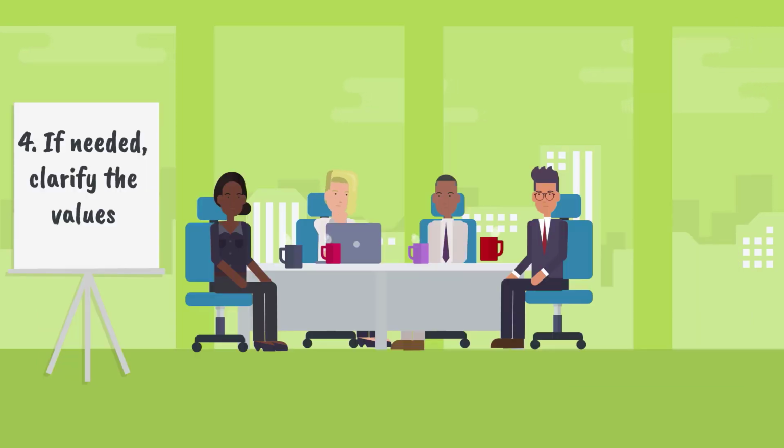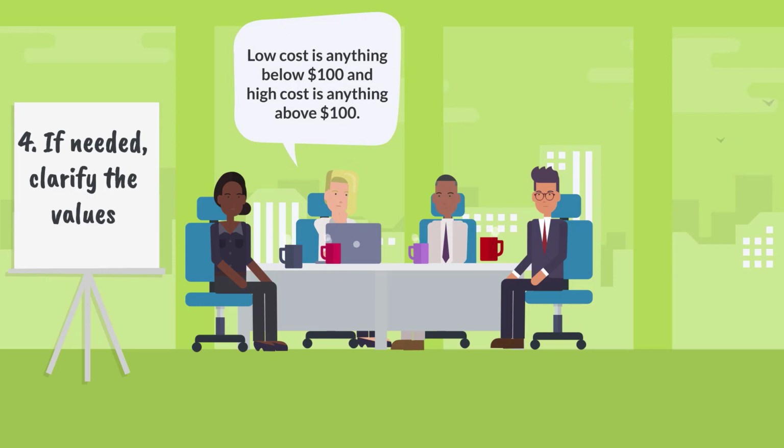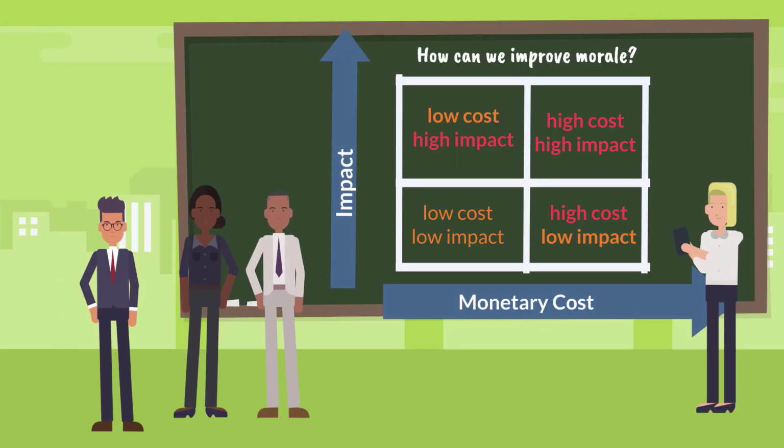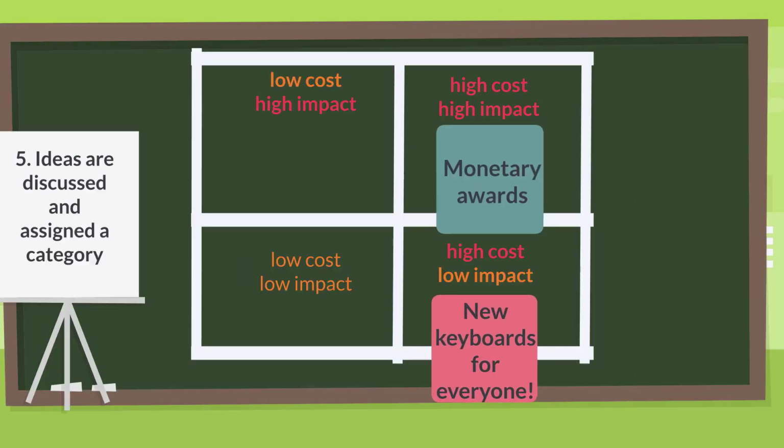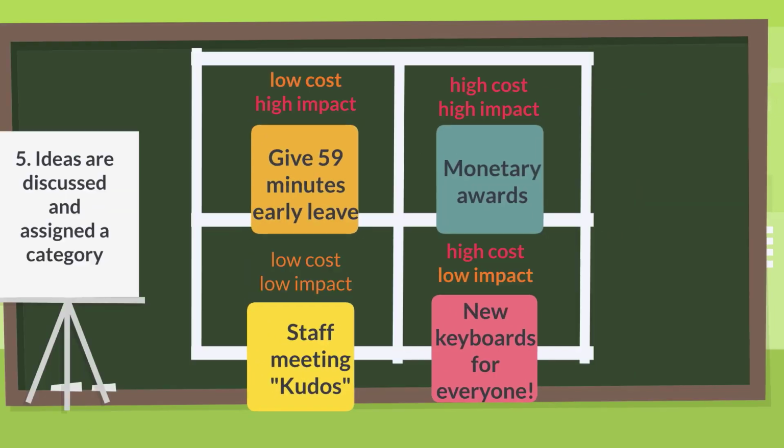Clarify values if needed. In our scenario, the group decided it would be helpful to define low cost and high cost, but unnecessary to define low impact and high impact. After each idea is read aloud, the group decides on the category each idea should be assigned to.